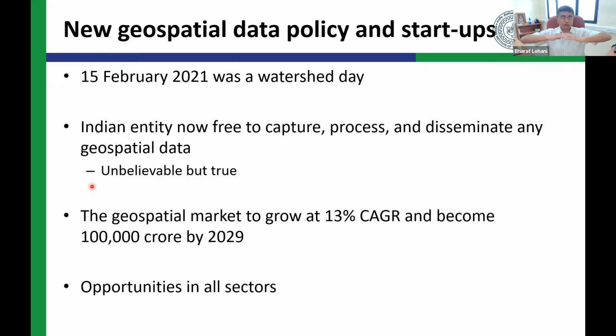So whatever data is being captured today by foreign players, for example from satellites, more than 1 meter resolution, they can continue to do that, but they cannot capture data in India better than that accuracy. These accuracy threshold values are going to be published by the DST soon. Now, what does it do?